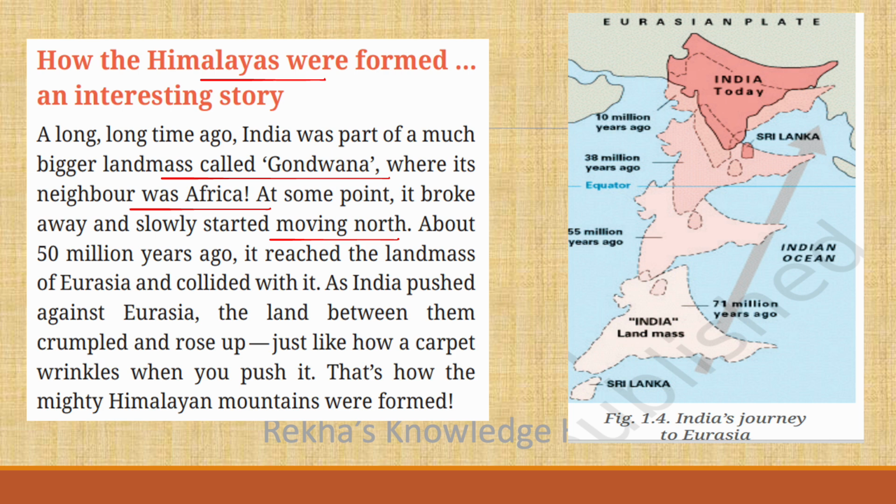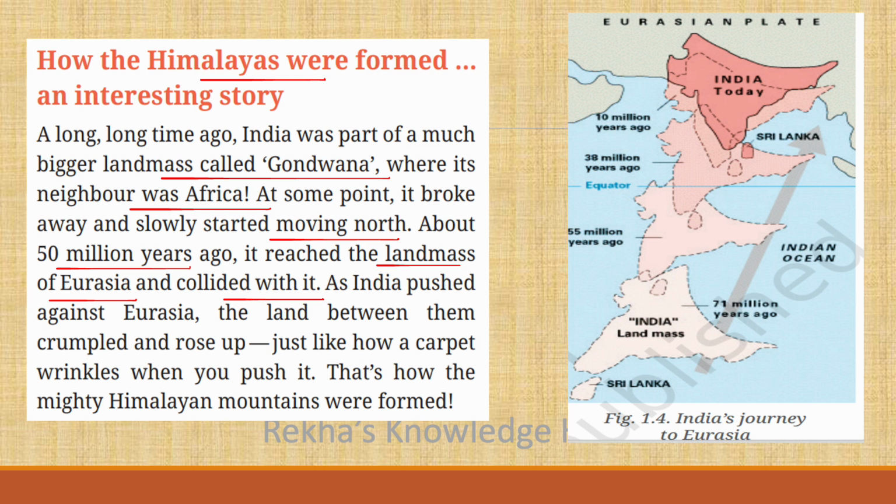Then something amazing happened. India broke away from Gondwana and very slowly started moving north, like a big boat sailing across the land. About 50 million years ago, it reached the landmass of Eurasia and collided with it. After a long trip, India bumped into another big piece of land called Eurasia.